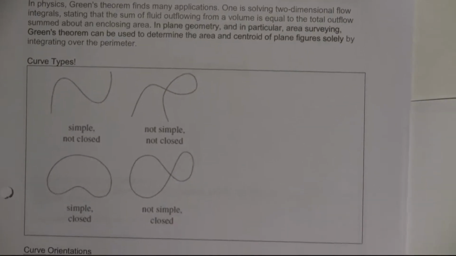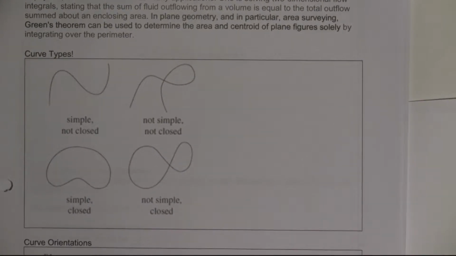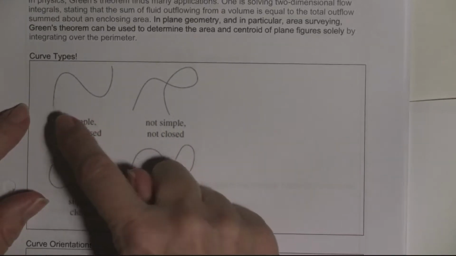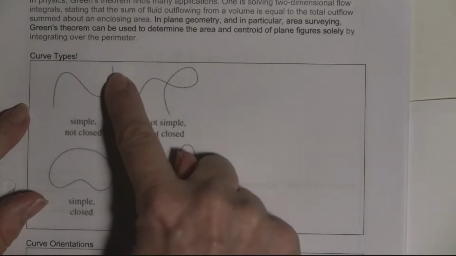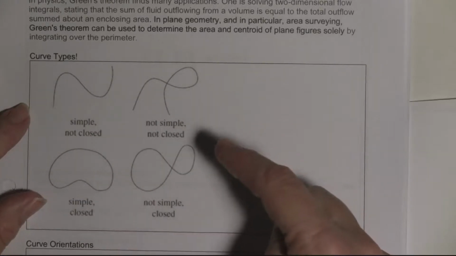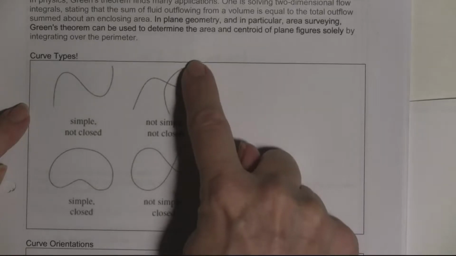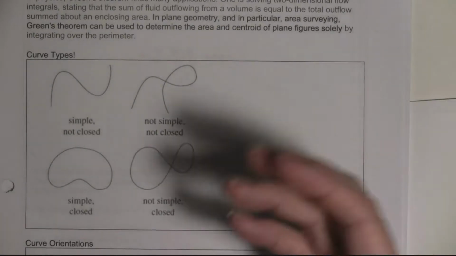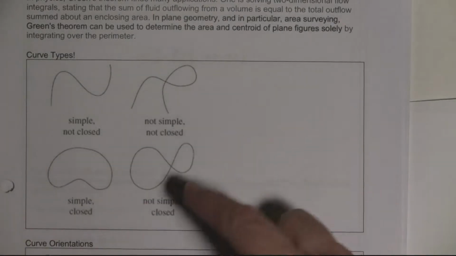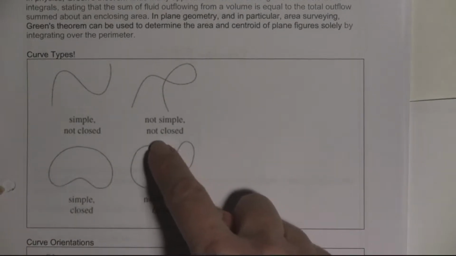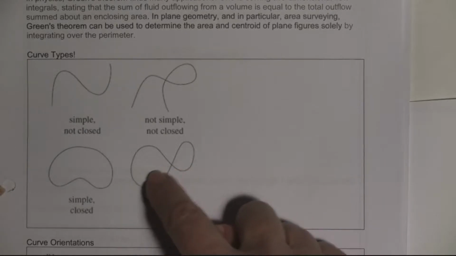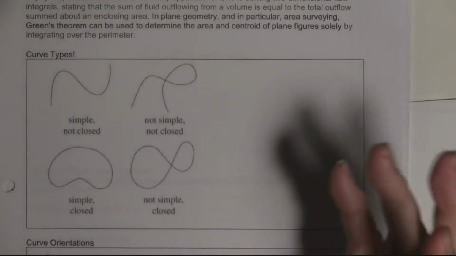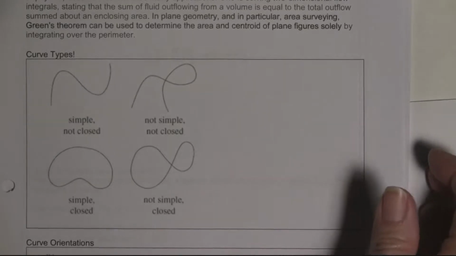And we haven't thought about those before. So simple means that it doesn't cross itself. So this is simple. But this one's not simple because it crosses itself. And closed means that it encloses some area. So this one is closed, but it's not simple because it crosses itself, though it encloses some area. And this one's simple and closed. That's what we're going to be looking at for Green's theorem.